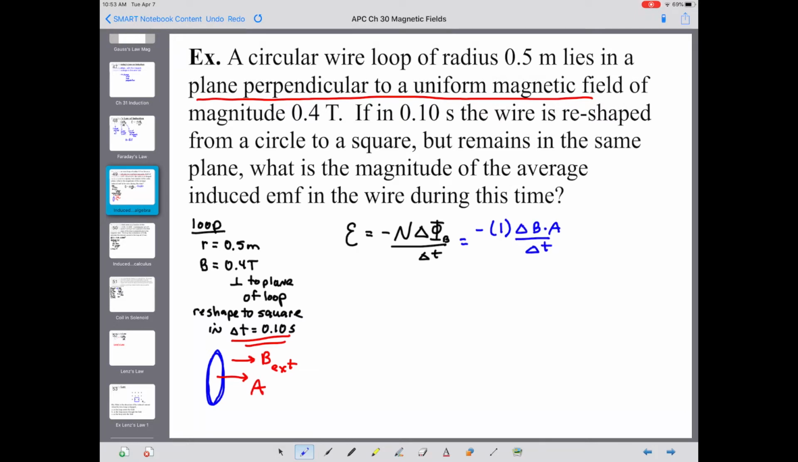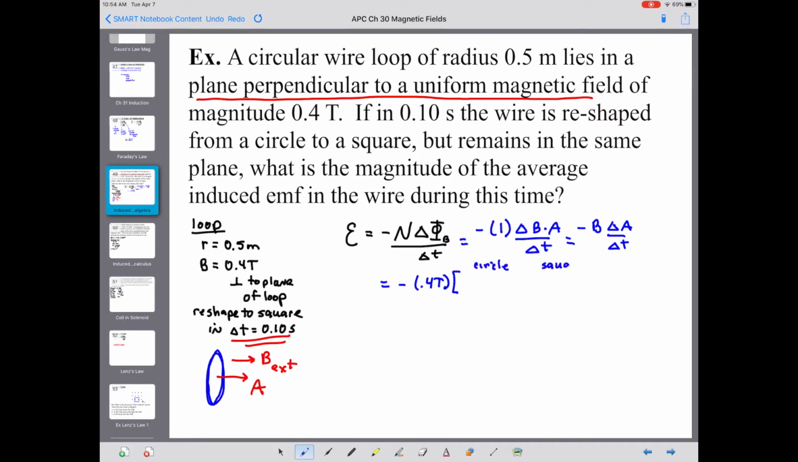Delta phi over delta T, that's going to be a delta B dot A over delta T. What's changing is your area. So B is not, I'm going to pull B out. So then what I have is a delta A over delta T. We can see from the diagram that the dot product would be the cosine of 0 degrees, which is 1. And so then filling in values, negative, our B is 0.4 teslas.